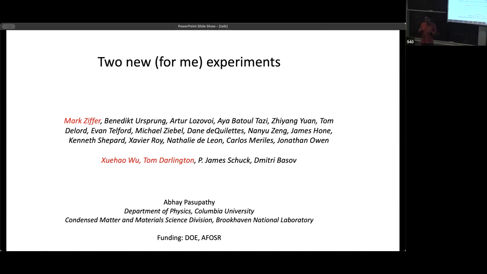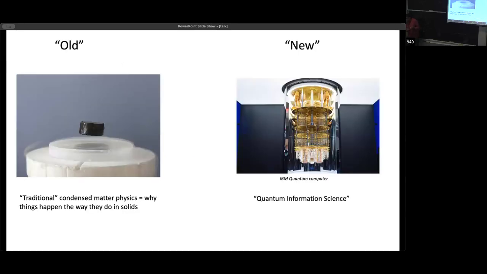I'm going to talk about two new experiments, and I'm going to be fairly honest about how I got into them. I got into these experiments because of jealousy, and I'll try to explain that as well. One of them has a rather large group of collaborators, but the star person there is a postdoc slash research scientist, Mark Ziffer. The other experiment is by a grad student of mine and a postdoc who is shared between me and my two colleagues, Jim Shuck and Dimitri Basov.